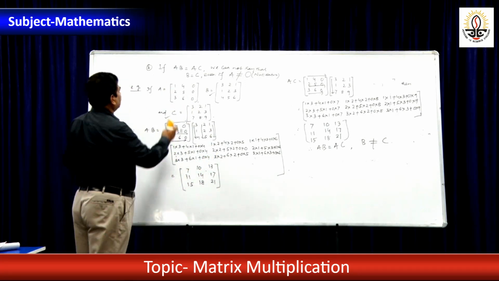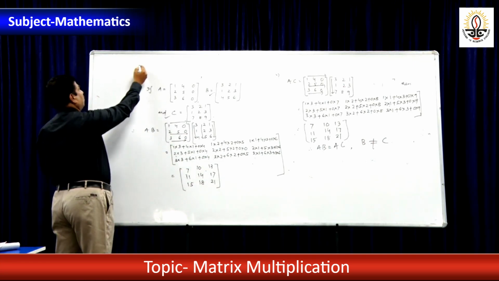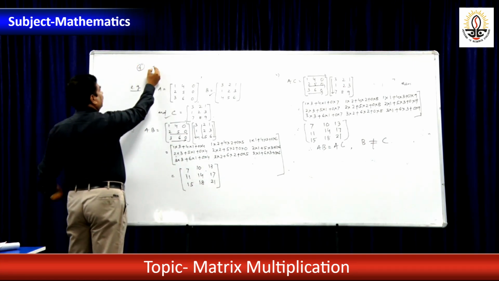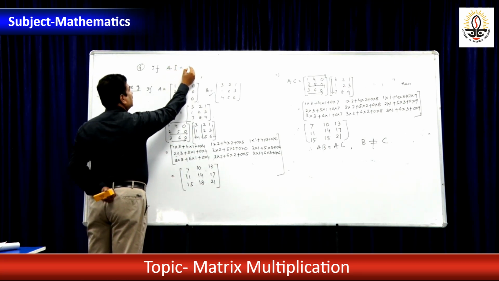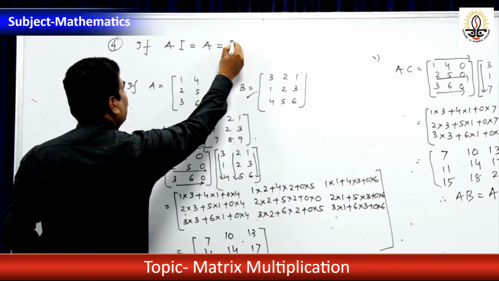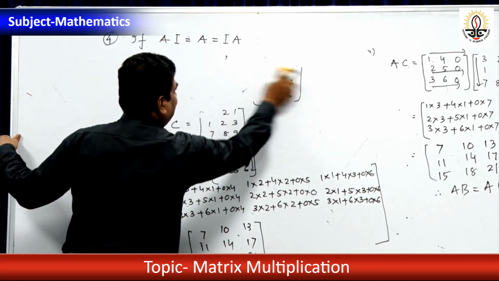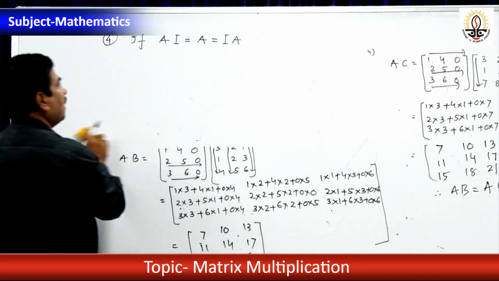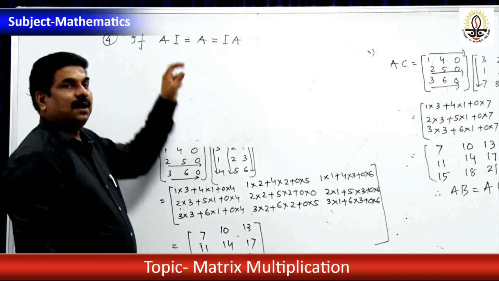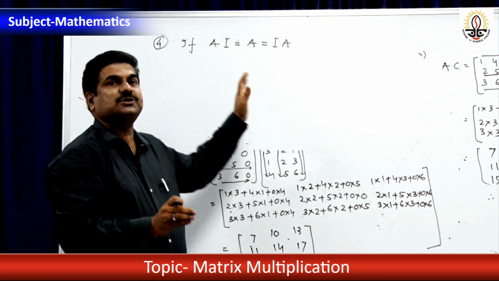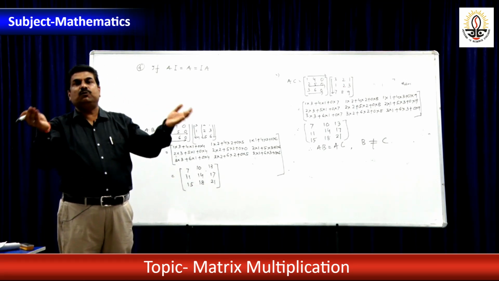The fourth important note: if AI is equal to A is equal to IA dear. That means the multiplication of a matrix with I, that I is known as the identity or unit matrix.